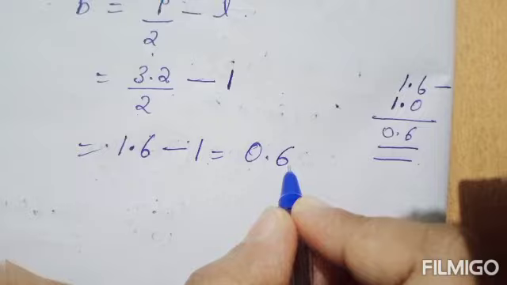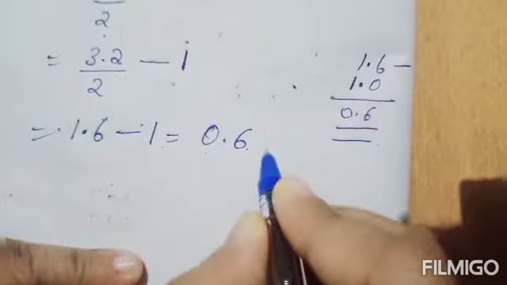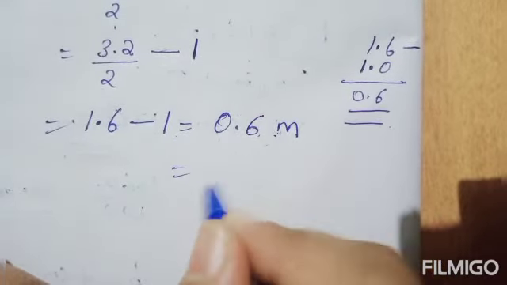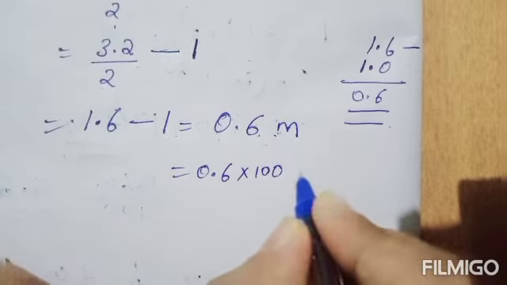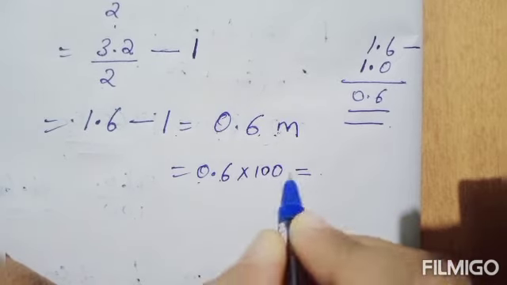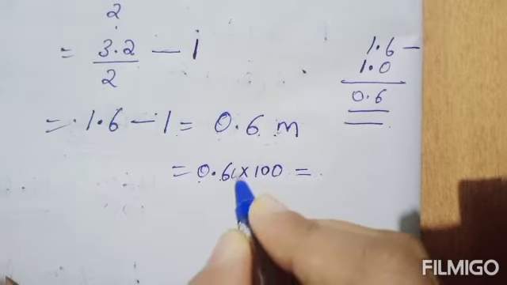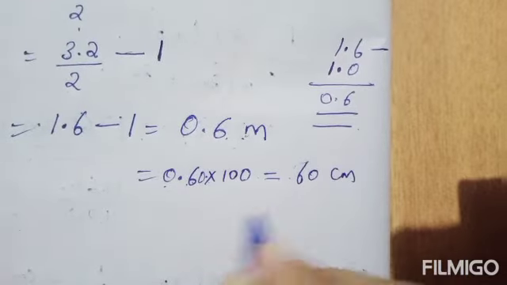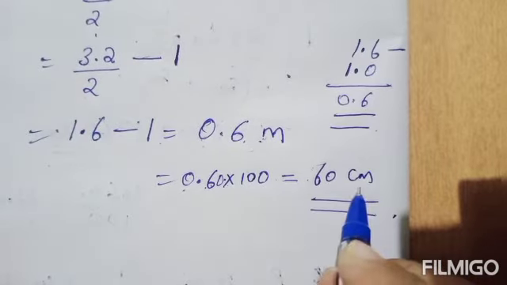So 0.6. Now what will be the unit? It is in meter. We take the units in meter. So 0.6 meter. Now if you are converting this to centimeter, how can you convert? Just multiply by 100. In order to convert meter to centimeter, just multiply by 100. So 0.6 into 100 means the decimal point will move 2 places to the right, so you get 60 centimeter. So breadth will be 0.6 meter or 60 centimeter.